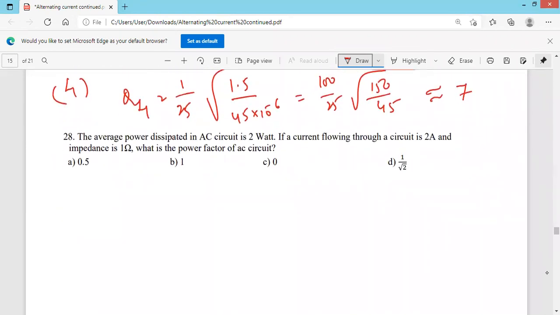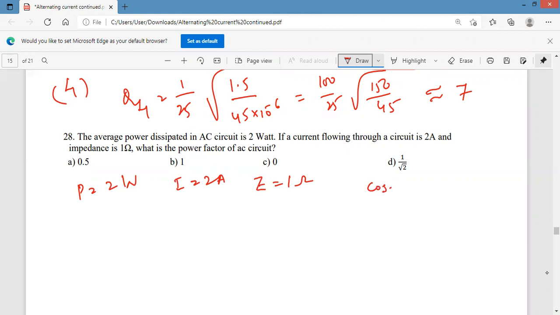Next, question 28. The average power dissipated in an AC circuit is 2 watt. P is equal to 2 watt. The current flowing through the circuit is 2 ampere, I is equal to 2 ampere, and impedance is equal to 1. What is the power factor, it is asking.